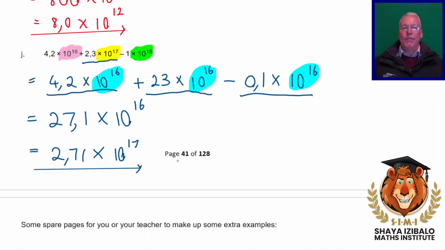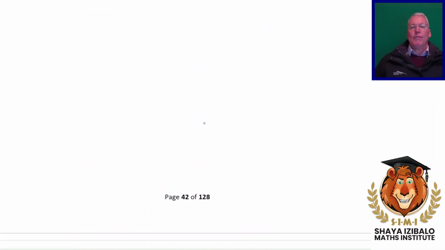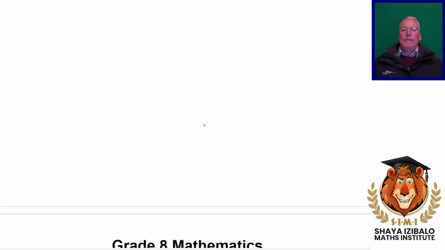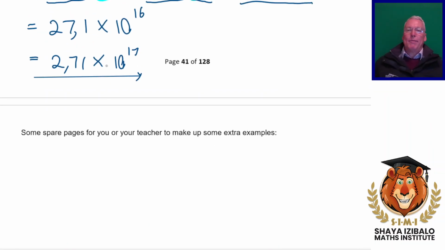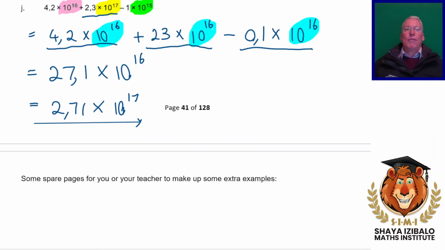It's also the end of this section. You'll see we've left 2 pages for extra space for you to practice. You can either get your teacher to make up some extra examples, you can make up some yourself, you can make up some for a friend and get your friend to make some up for you.